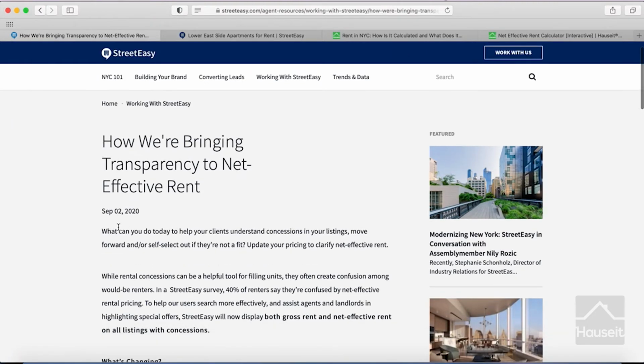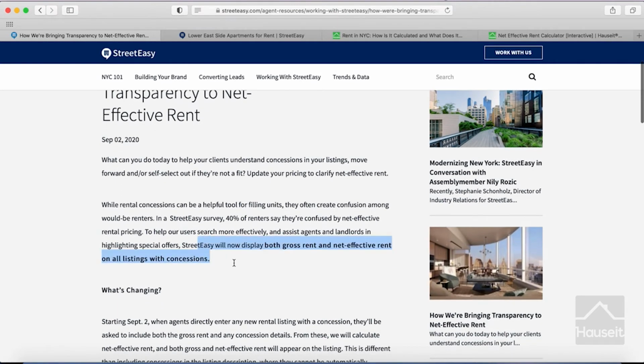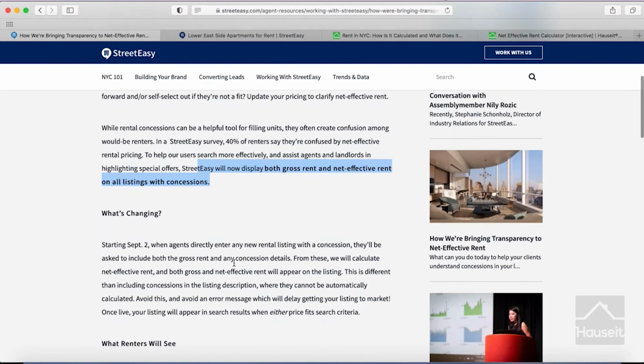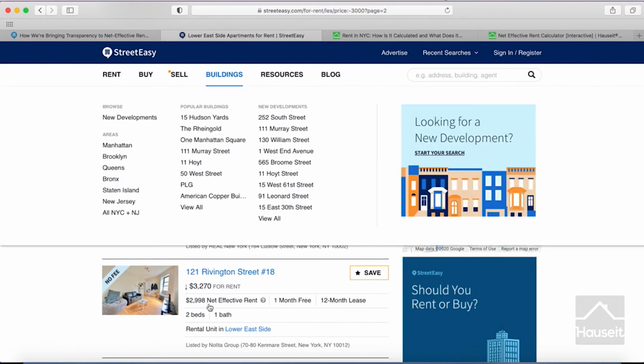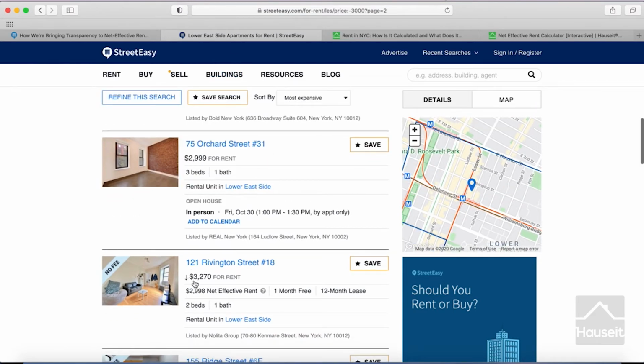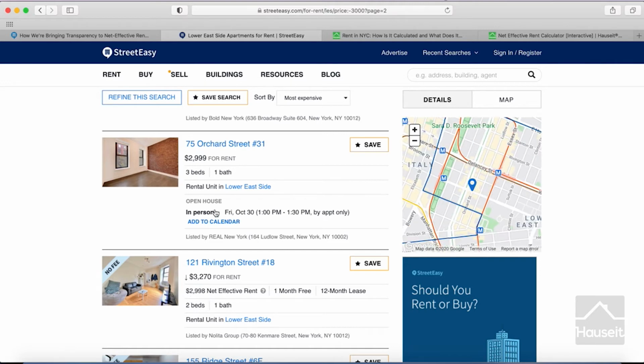So that's one of the reasons why on September 2nd, StreetEasy made an announcement that they're going to both display the gross rent as well as the net effective rent on all listings with concessions. So we showed you an example in the search results here, essentially showing the gross rent and the net effective rent. But the important thing that we want to convey in this video is the fact that when you're searching for listings on StreetEasy rental listings, the actual net effective rent is going to be what shows up in the search results and is triggered by your search criteria.